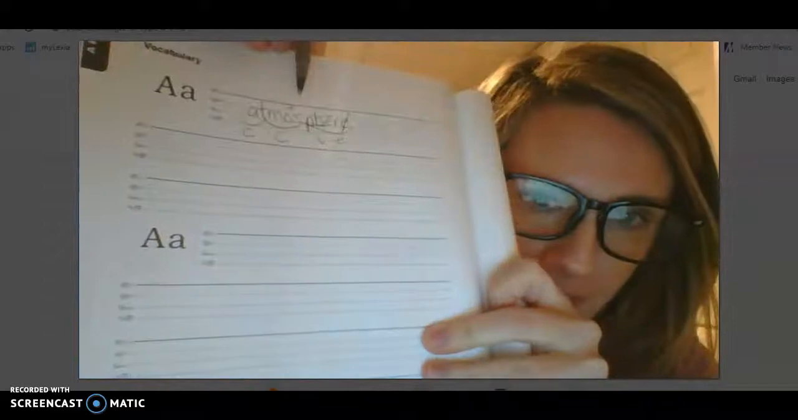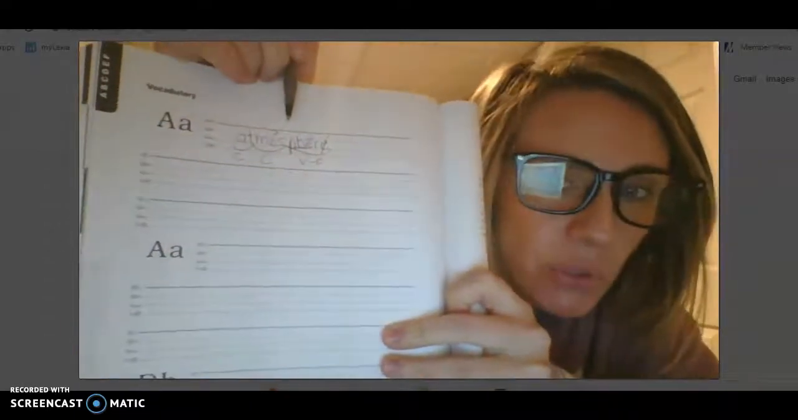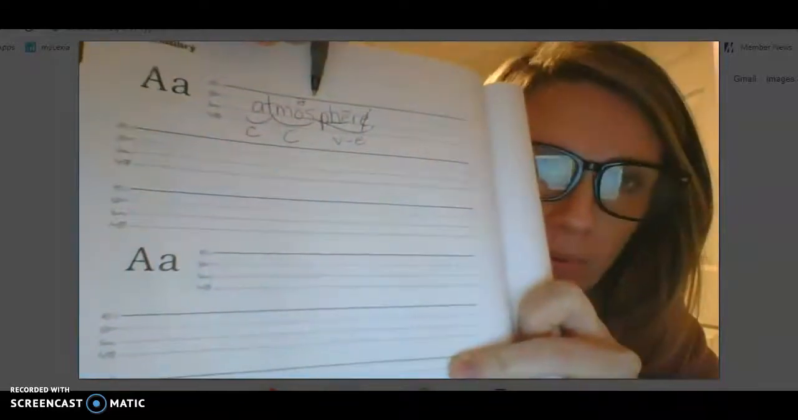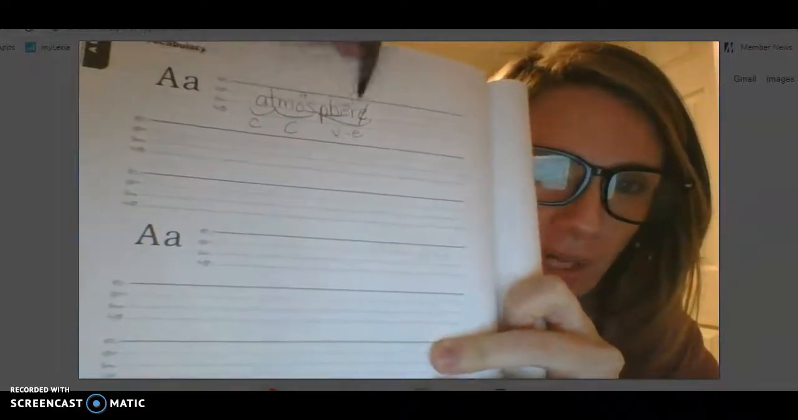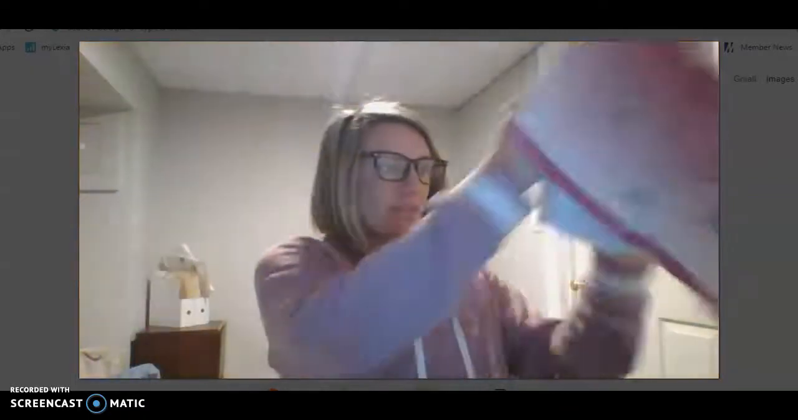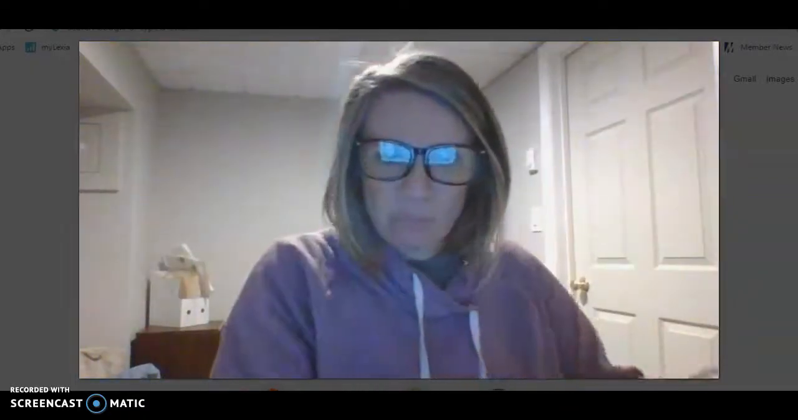Talking about because it doesn't sound like atmosphere. We say it more like a short U. So there's that schwa sound above the O. So let's mark atmosphere. And then we need to think about our sentence. Do you know what the atmosphere is? What do you know about the atmosphere?